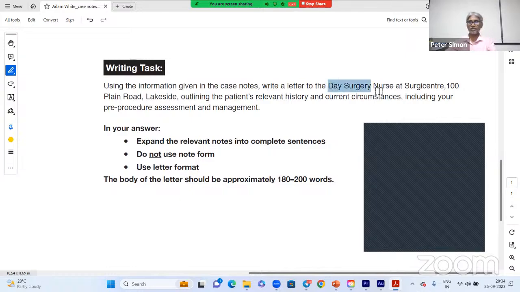It is the day surgery nurse. The address is Surgery Center, 100 Plain Road, Lakeside. Yeah, this is the address.